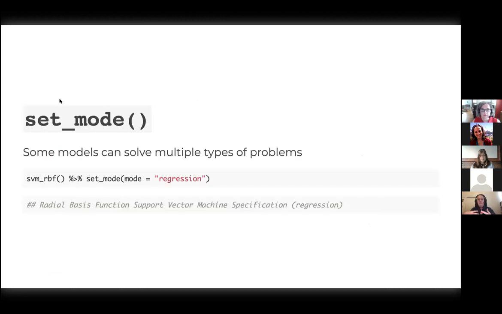So first, we specify a model. So let's say we are doing a support vector machine with a radial basis function. And then we pipe in and say, I want the mode to be regression. So this would be a model specification that does regression. And we can then say, but this model can also do classification. So we need to say upfront, this model will be doing this kind of task.